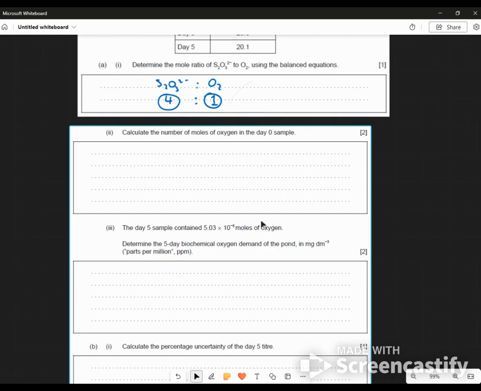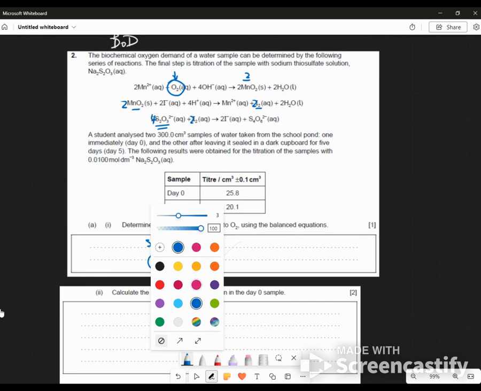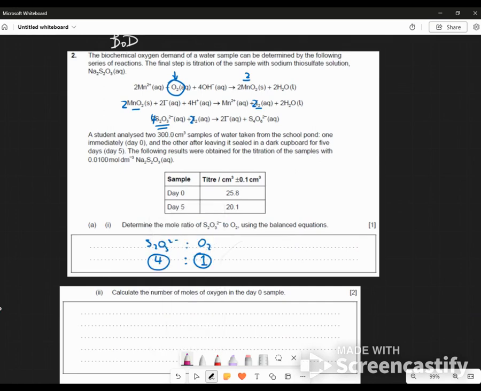All right, calculate the number of moles of oxygen in the day 0 sample. So here we go. Now let's go up to this. All right, so we're going to have to do some calculations here. Nice pen. Let me use that color. All right, so where are we? We use that thiosulfate. Okay, so calculate the number of moles of oxygen in the day 0 sample. So that's the titer, and we're titrating it with that.